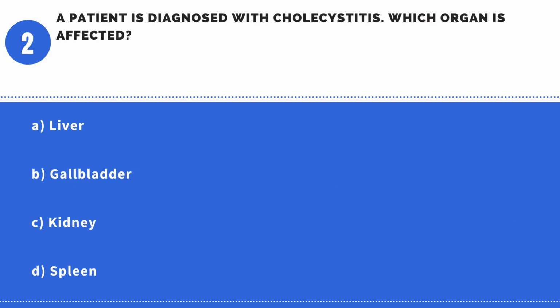Question 2. A patient is diagnosed with cholecystitis. Which organ is affected? A. Liver. B. Gallbladder. C. Kidney. D. Spleen.